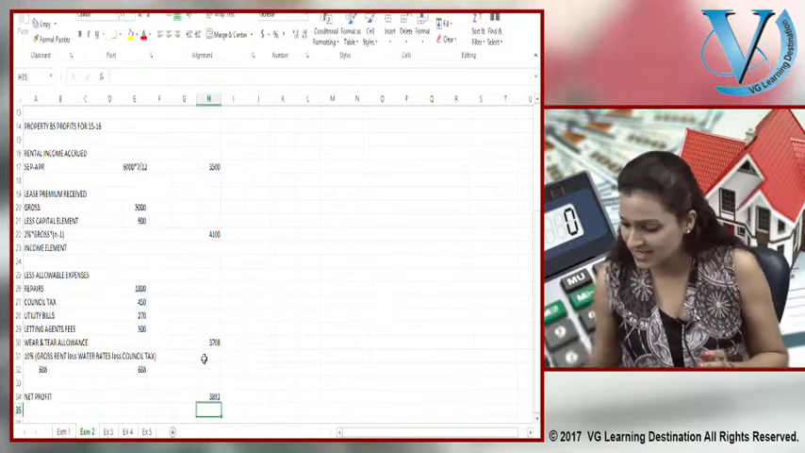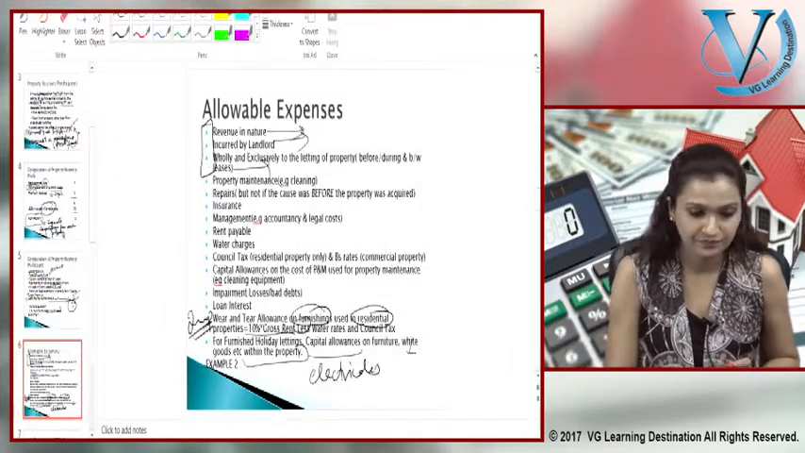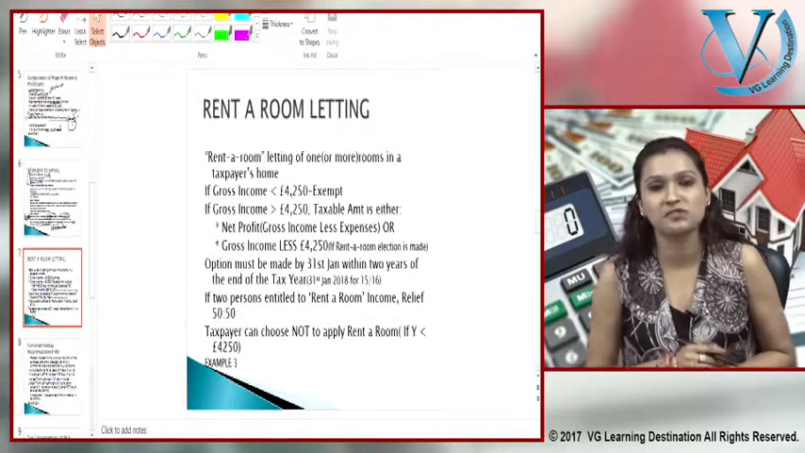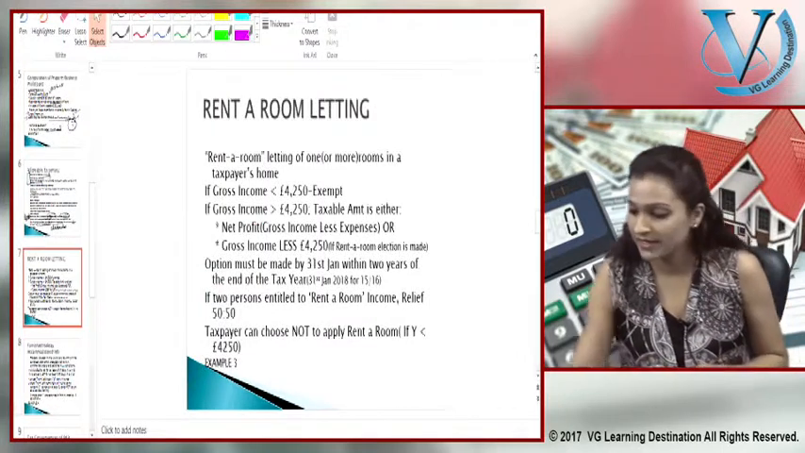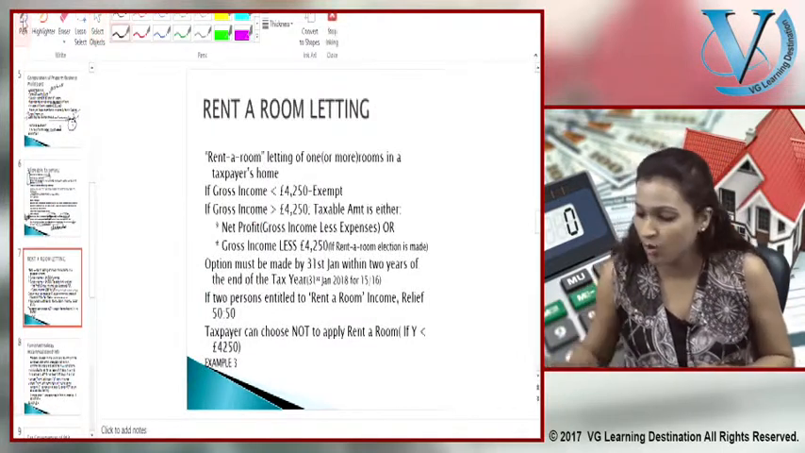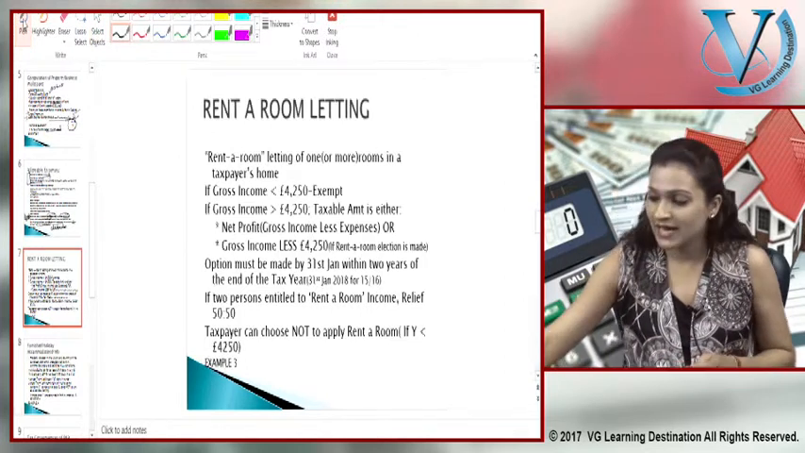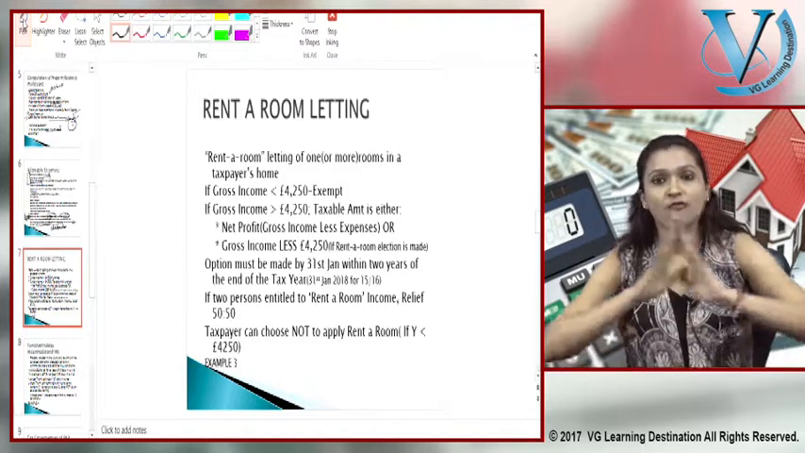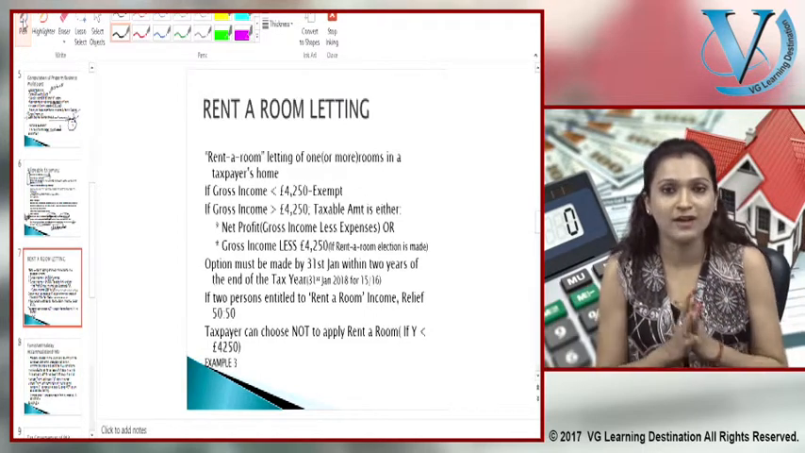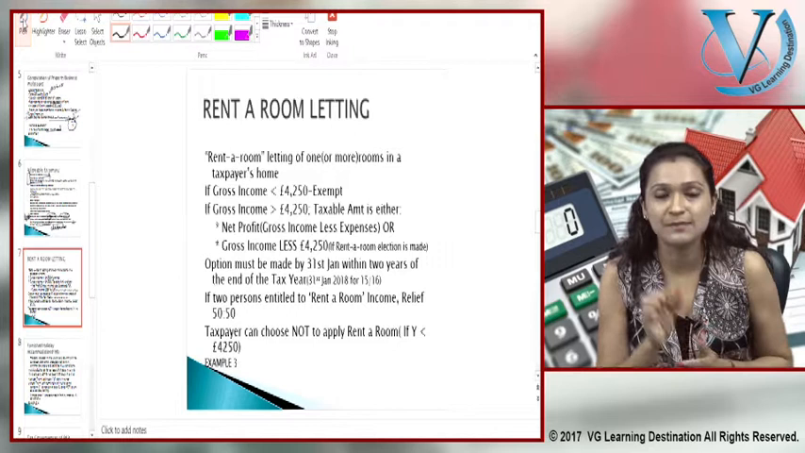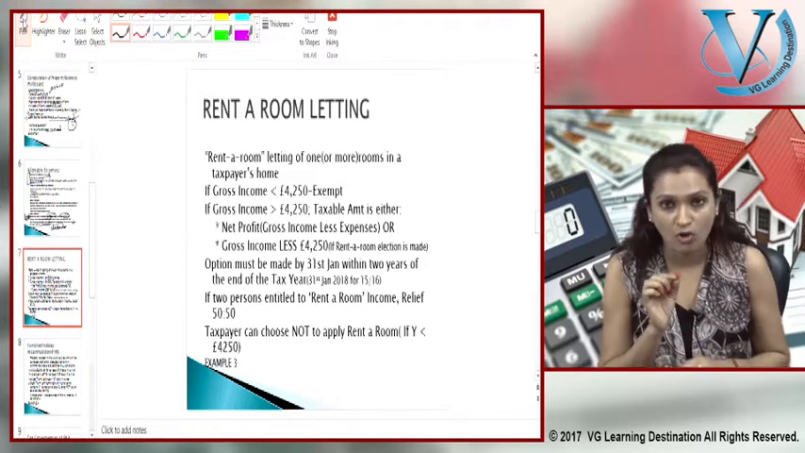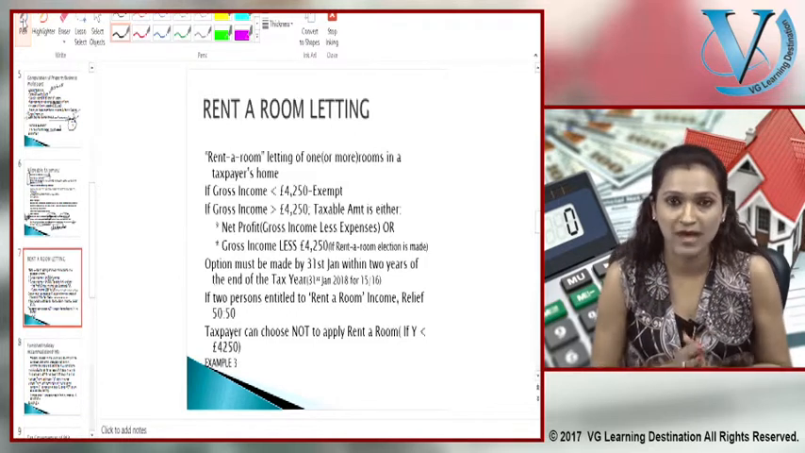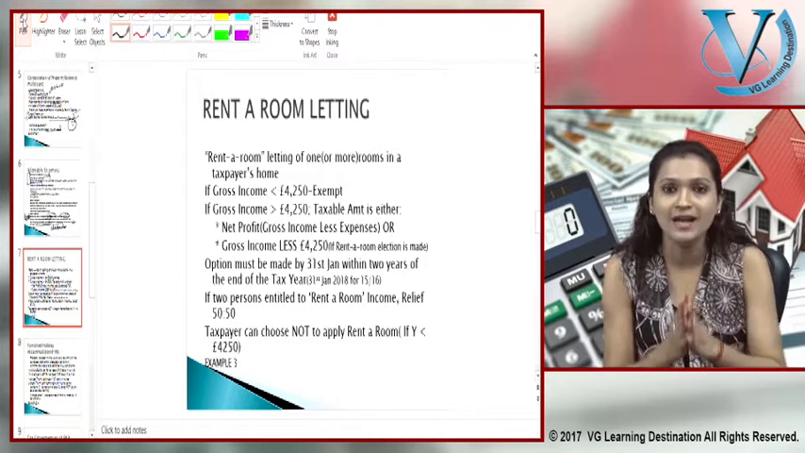Now, having done this, let's get back to our rules. There is an option for rent a room letting. Let me first explain you what this concept is all about. Rent a room letting basically means that supposing you live in a 4-bedroom house, you've got a spare room in your principal private residence, which is your home. What do you do with this spare room? You can actually give it out to a tenant.